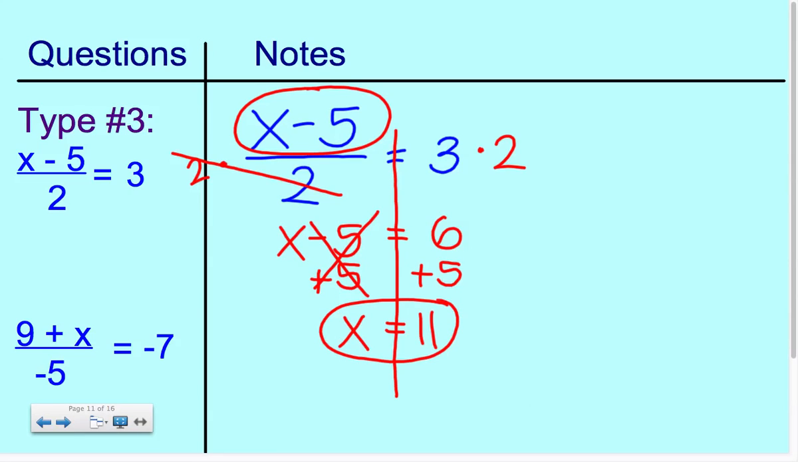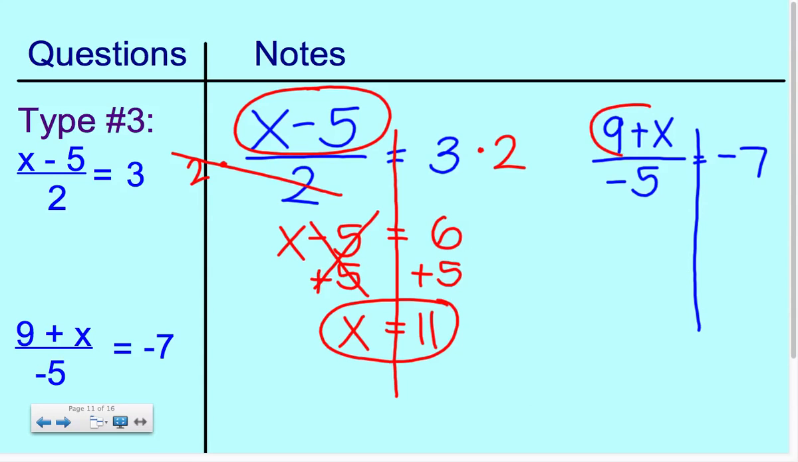Second example, 9 plus x divided by negative 5 equals negative 7. Train tracks. This time my couple is 9 plus x. To get rid of the negative 5, I look at the line above it which says divide, so the opposite would be multiply by negative 5. Negative 5's cancel, I'm left with 9 plus x equals negative 7 times negative 5 is positive 35.